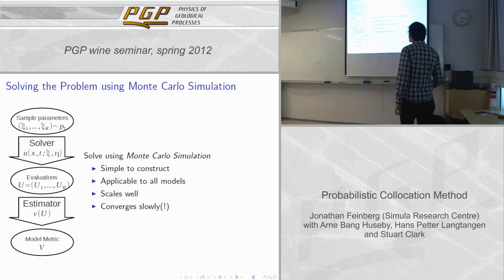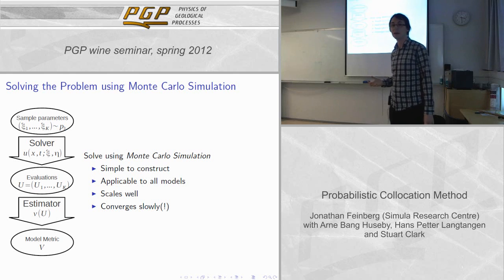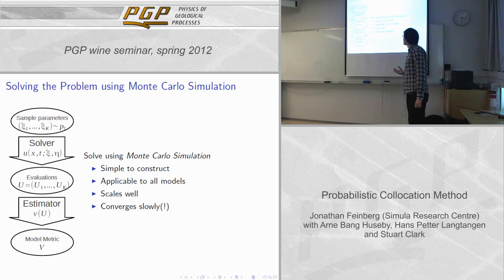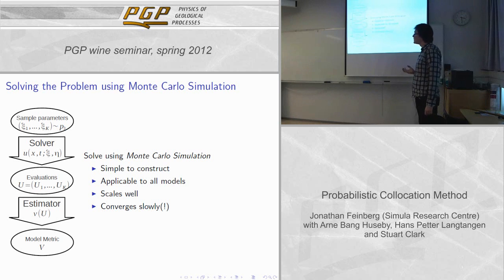Okay, a little bit about the competing method. Anybody who has done uncertainty quantification within any type of modeling knows about a method called Monte Carlo. Monte Carlo has been used heavily since the 1950s. The reason for it is that it is very simple, and relatively easy to construct.